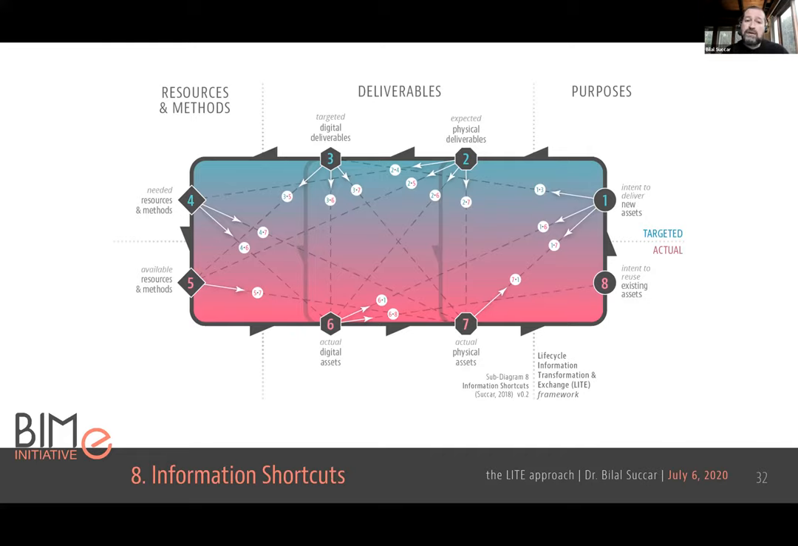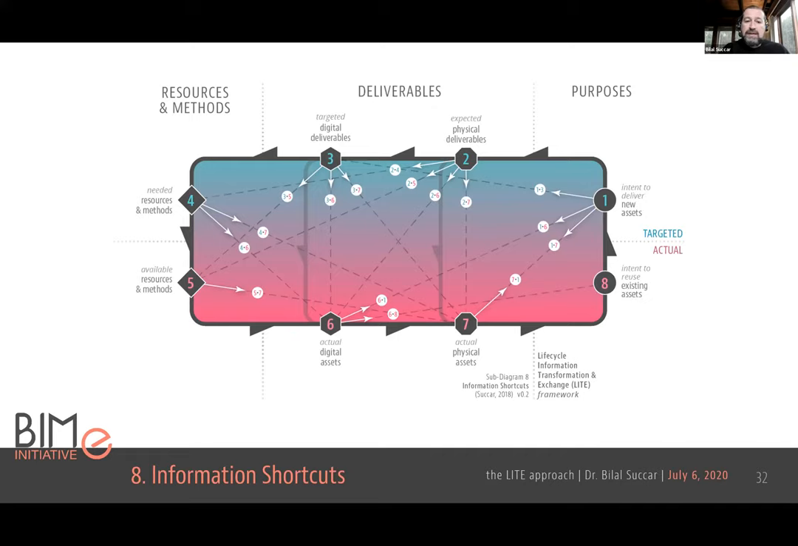So valid shortcuts are shortcuts that satisfy the requirements of taking these shortcuts. But if you take a shortcut which is not allowed, meaning you're trying to skip important things, you are taking risks. The more you skip, the more you increase or you compound the risk.